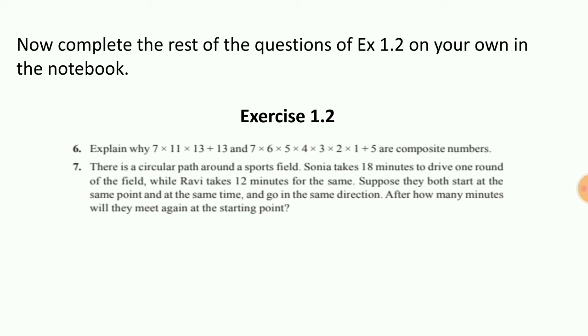Similarly, the 7th question, there is a circular path around the sports field. Sonia takes 18 minutes to drive one round of the field, while Ravi takes 12 minutes for the same. Suppose they both start at the same point and at the same time and go in the same direction. How many minutes will they meet again at the starting point? So, they are both starting from the same point and they will be meeting at the same point also. It is said that after how much time will they meet?